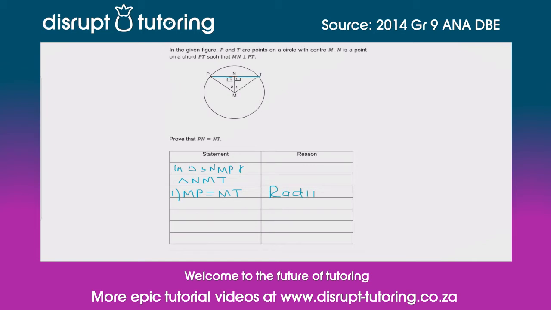Well, we know that N2 is equal to N1, which is equal to 90 degrees, and that has been given to us. Very importantly. And then finally, for 3, we have got that NM is common. And that gives us 3 things.